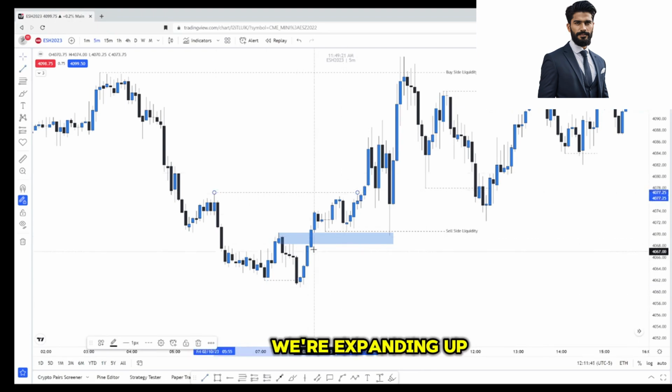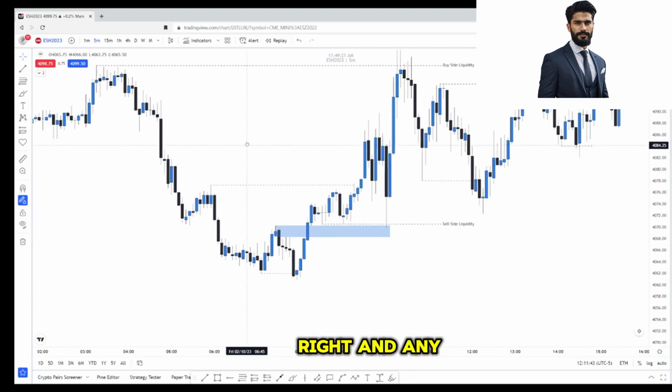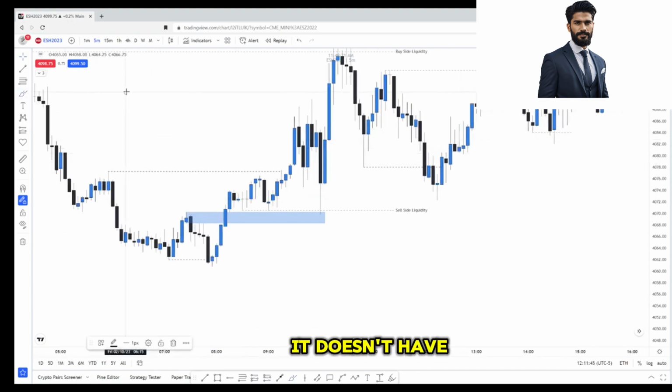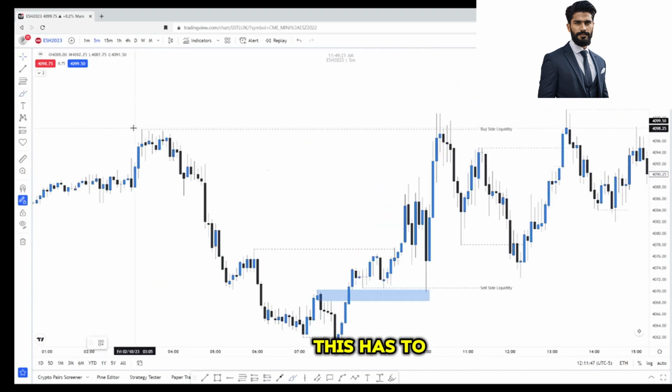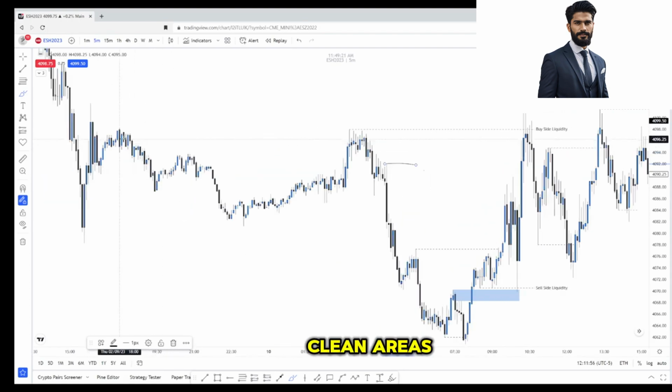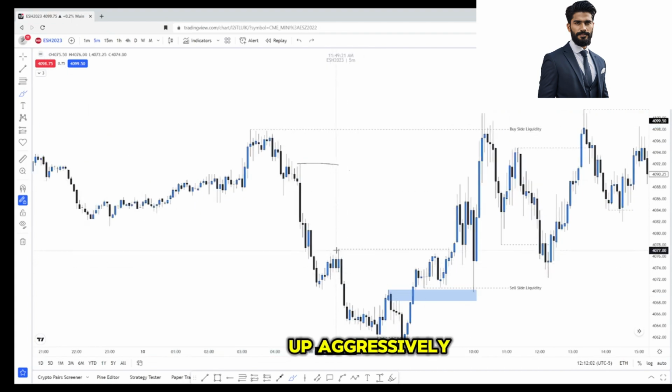But we're expanding up towards an area of buy stops, right? And any of these areas, this doesn't have to be the only buy side. There's going to be buy side above this high. So what I look for is where do we move off of aggressively? First off, where are clean areas? This is easy, right? Like these equal highs, that's an easy liquidity spotter. But other areas, where do we move up aggressively? We moved really aggressively off this right here, right?